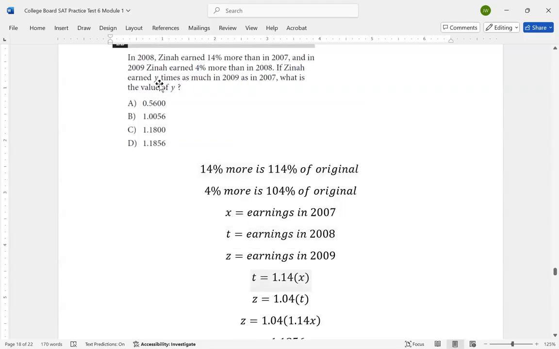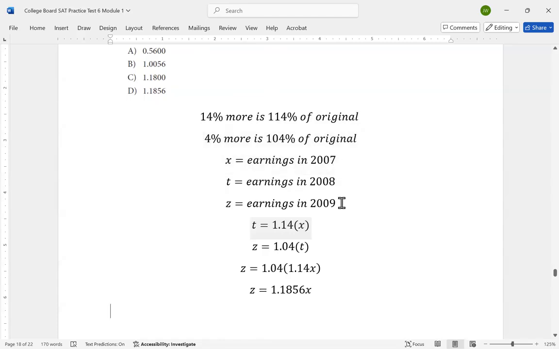So, if Xena earned Y times as much in 2009 as in 2007, and we want to compare the 2009 to the 2007 number, we're using this equation. Y times as much is 1.1856 times as much. So the answer is 1.1856. And therefore, the answer to this question is D, 1.1856.